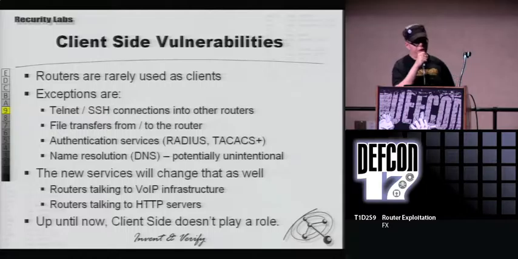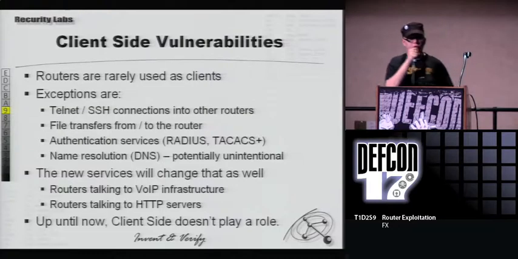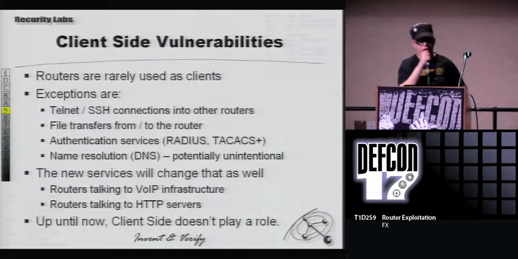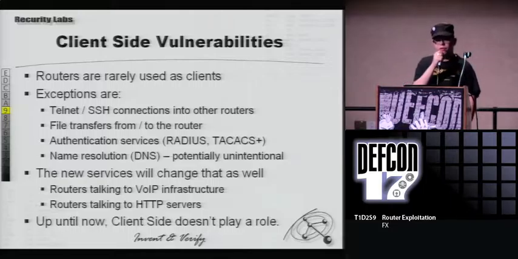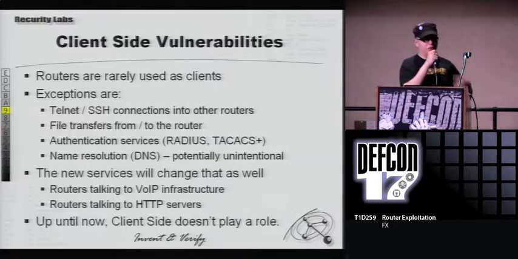Client-side vulnerabilities actually play absolutely no role on Cisco, because Cisco devices are not used as a client. There are notable exceptions, like if you type in a command that it doesn't know, and you didn't explicitly tell it to not do NS lookups, like name server lookups, it will actually broadcast a DNS request to the local subnet. Whoever answers is correct. That is not smart. But the new services I was just talking about will change that as well, because they will actually make the router a client because it's doing HTTP requests.